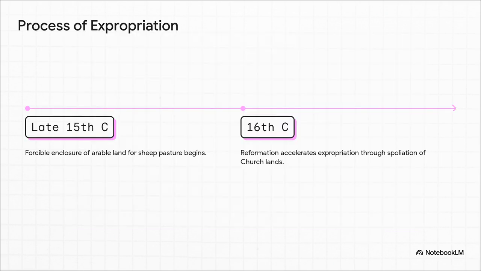So this is where our timeline begins. It kicks off with these initial brutal acts of dispossession. You have feudal lords just forcibly tearing down houses, kicking peasants off the land they had a customary right to, and turning that farmland into pasture. It was raw, violent change.